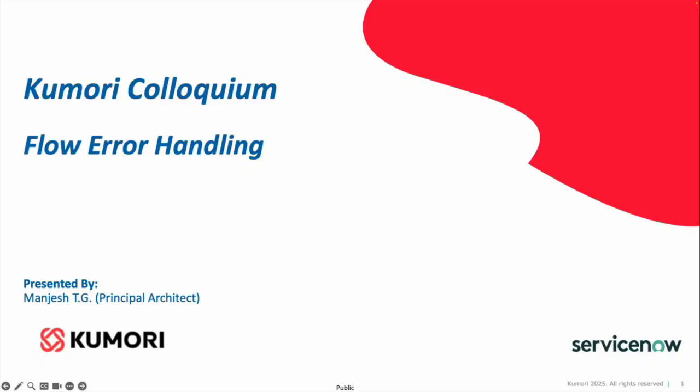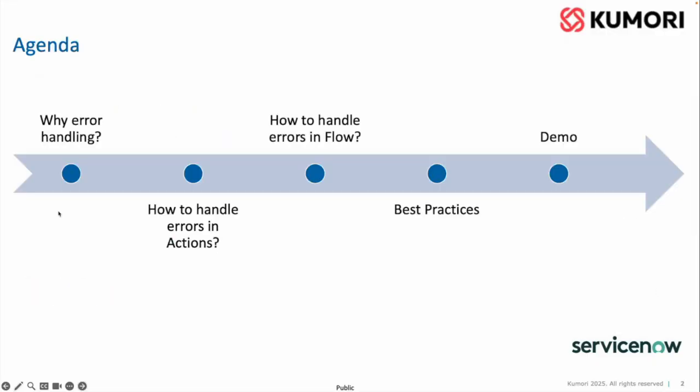Okay. So for the agenda, again, as I said: why error handling? What are the advantages of error handling? Why we should do it, and how to handle these errors in actions and also in flows. And also in the end, we will see some best practices, not specific to error handling, but with respect to flows and actions. Then we'll jump into a quick demo.